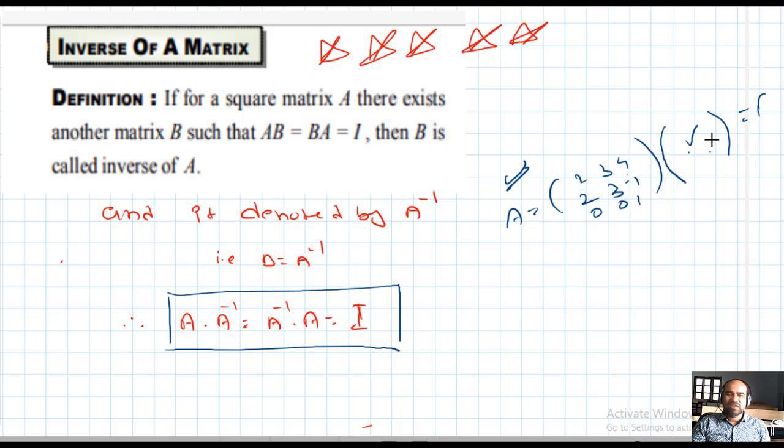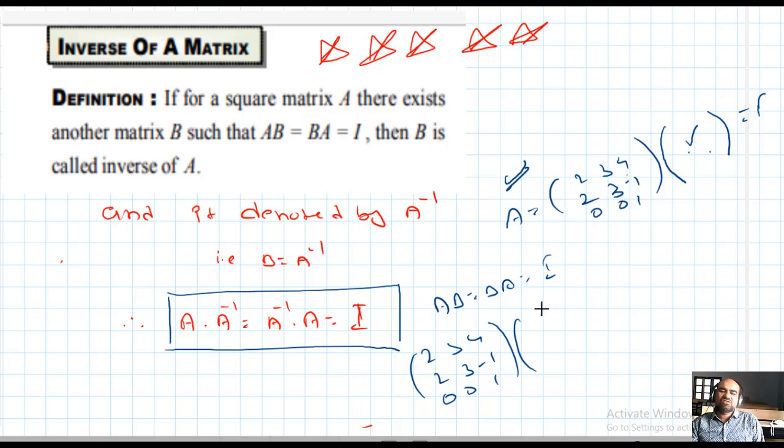Not at all easy. So what is one of the ways? I will show you one of the ways. A into B equal to B into A equal to I. Such a matrix should be found. For example, 2, 3, 4, 2, 3, minus 1, 0, 0, 1 is one matrix. So this also I, as I just told, should be all the same order. A, B, C, X, Y, Z, P, Q, R equal to 1, 0, 0, 0, 1, 0, 0, 0, 1.